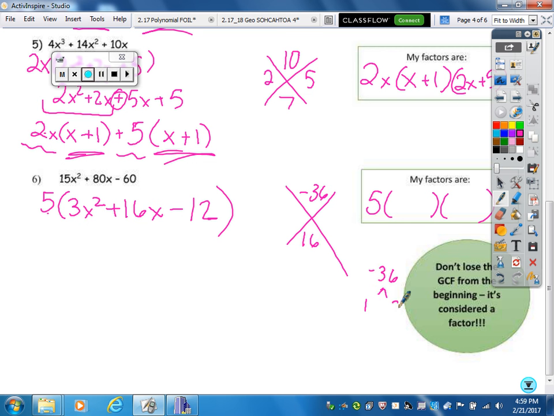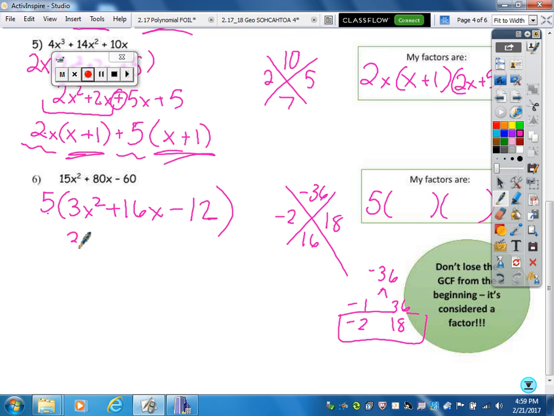Same rules apply though. 1 and 36, smaller one should be negative. Negative 2 and 18. Oh, and look, we don't even have to go any further. That was a lot easier than that first one made it out to be. Had it really been that first one, that would have been a not factorable one. You would have just rewritten it just like this. This would have been your answer. But this one was factorable. Let's keep going. That's why it's always nice to do a double check.